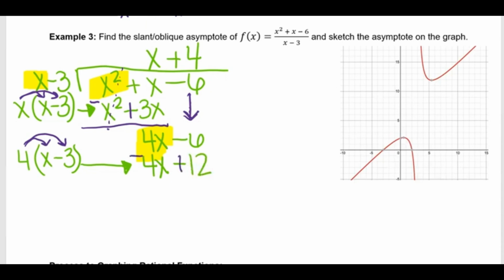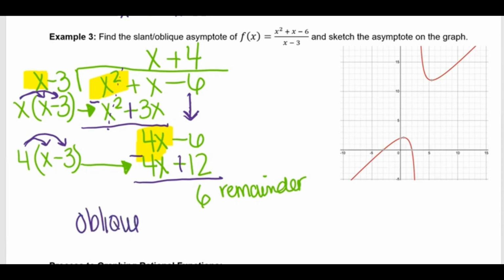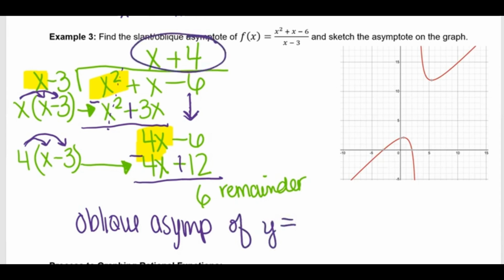Change the signs when you draw the line. Add vertically. Negative 6 plus 12 gets us 6. Remember that that guy is our remainder. And we're really only concerned about the top. We have a horizontal asymptote. Oh, sorry, not horizontal. We have a slant or oblique asymptote of y equal to what's at the top?